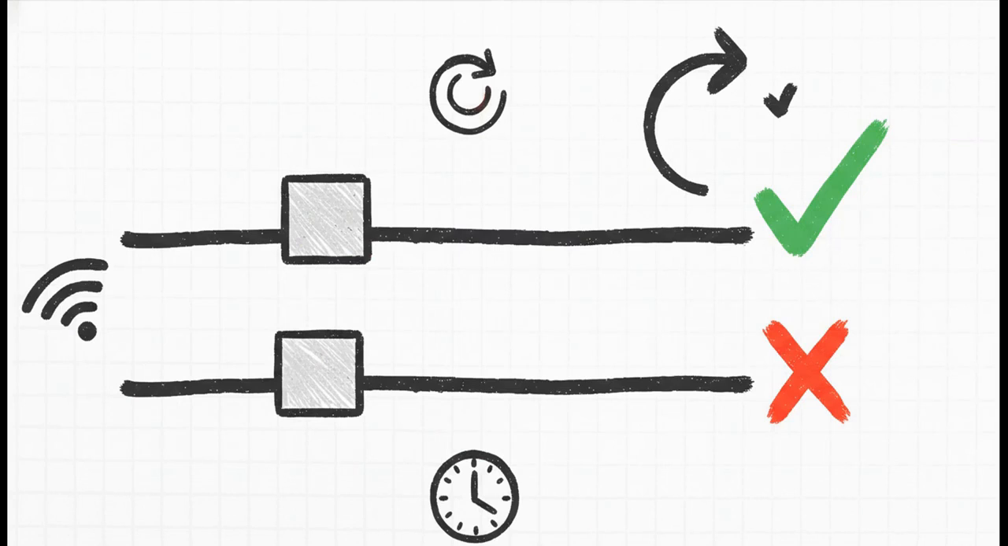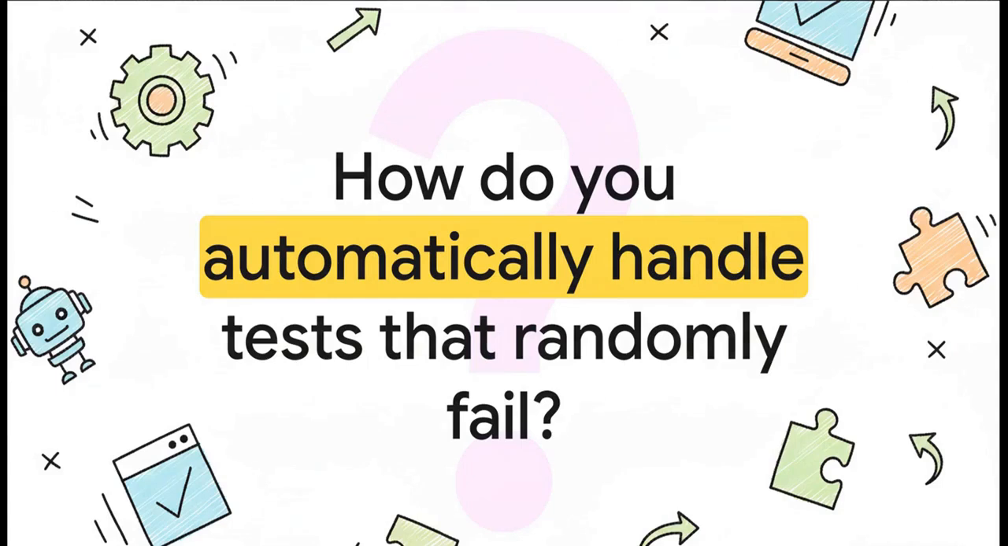But what about those tests that just seem to have a mind of their own? We call them flaky tests. You know the ones. They pass one minute, fail the next, usually because of something unpredictable like network lag or a slow loading animation on a web page. So, how do you fight that randomness? Manually hitting rerun every time a test fails in your pipeline? That's not a real solution. It's not scalable, and it kind of defeats the whole purpose of automation. There has to be a smarter way, right?